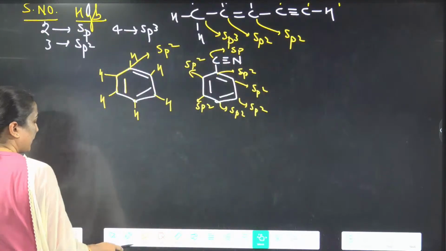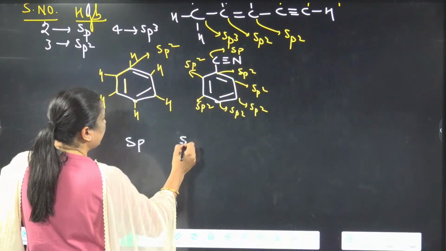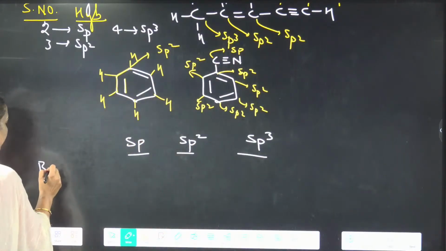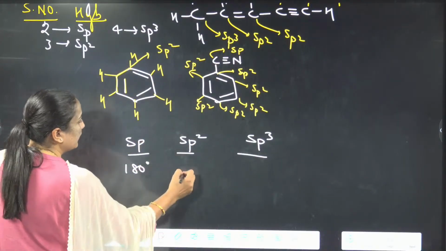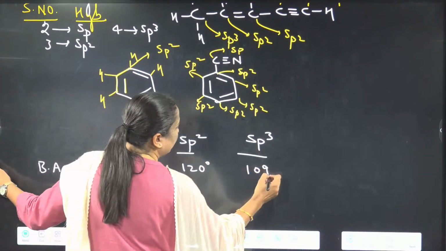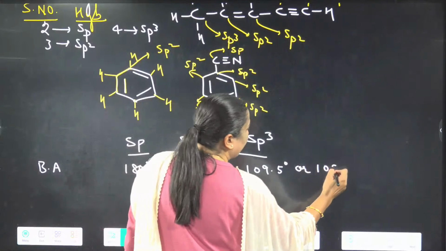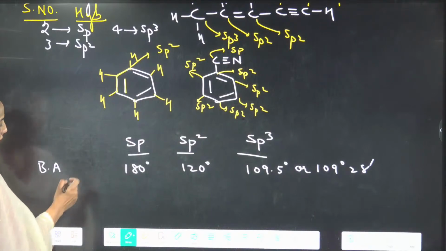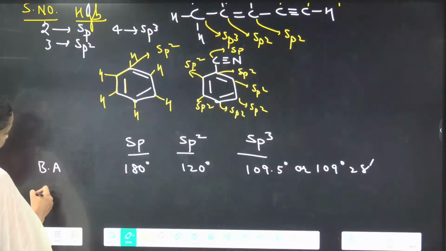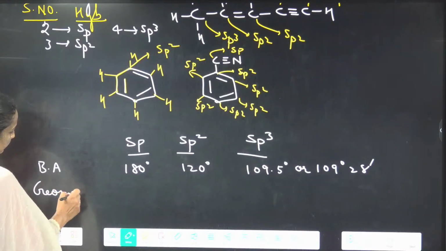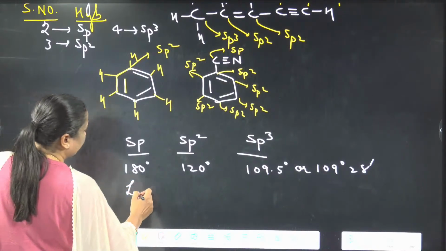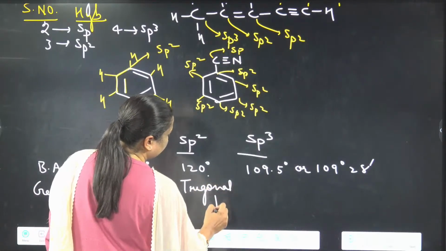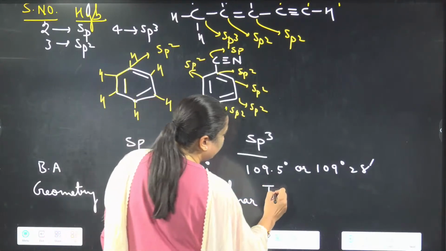Okay. Now certain points about this sp, sp2 and sp3. What is the bond angle here? It will be 180 degrees, 120 degrees. This is 109.5 degrees, or else we write this as 109 degrees 28 minutes. Right? And then you are having the geometry here. It is going to be linear. Here it is going to be trigonal planar. And here it is going to be tetrahedral.